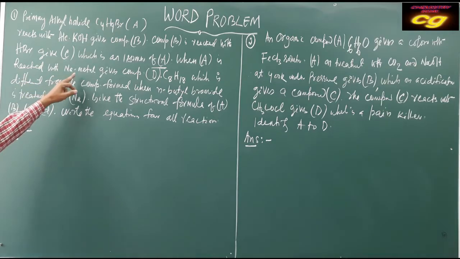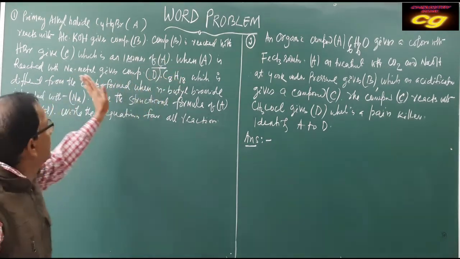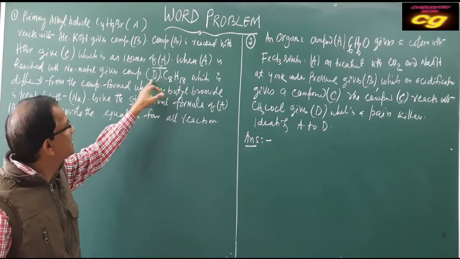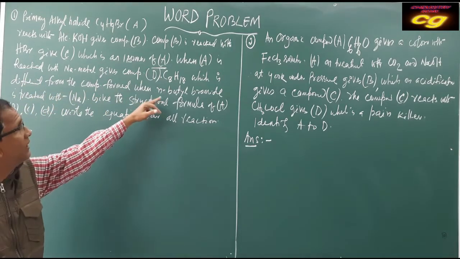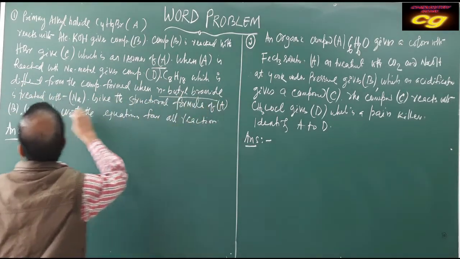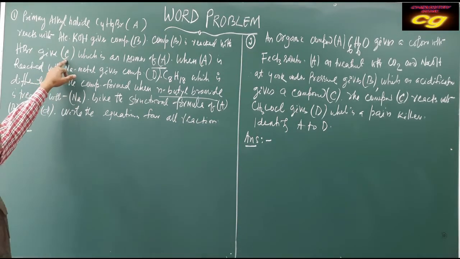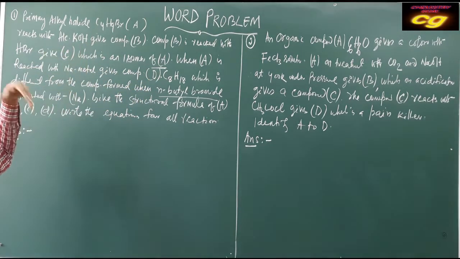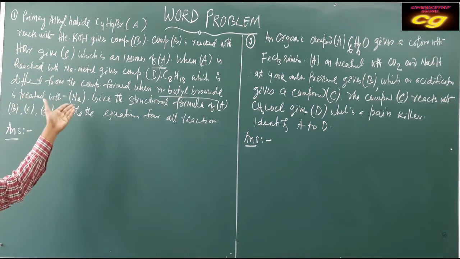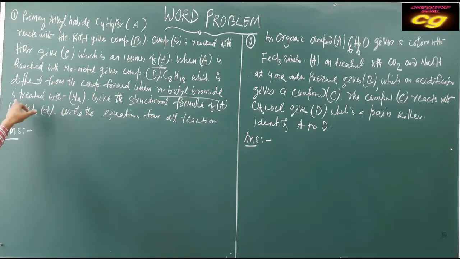When A reacts with sodium metal it gives compound D; that means it is a Wurtz reaction of the haloalkane A. The formula of D is C8H18, which is different from the compound formed when n-butyl bromide reacts with sodium metal. When B reacts with HBr it gives C, which is an isomer of A. When A is treated with sodium metal, the isomer produced is different from that produced when n-butyl bromide is treated with sodium metal.